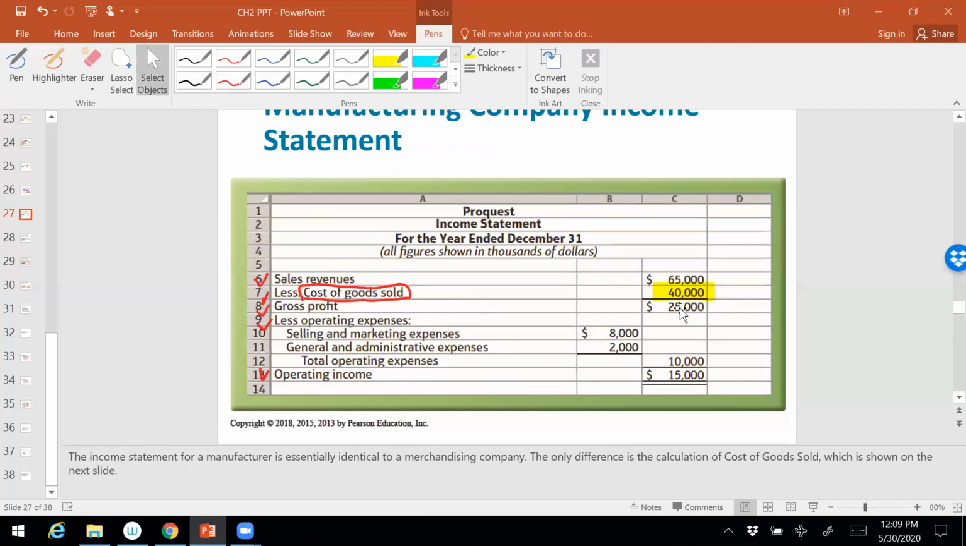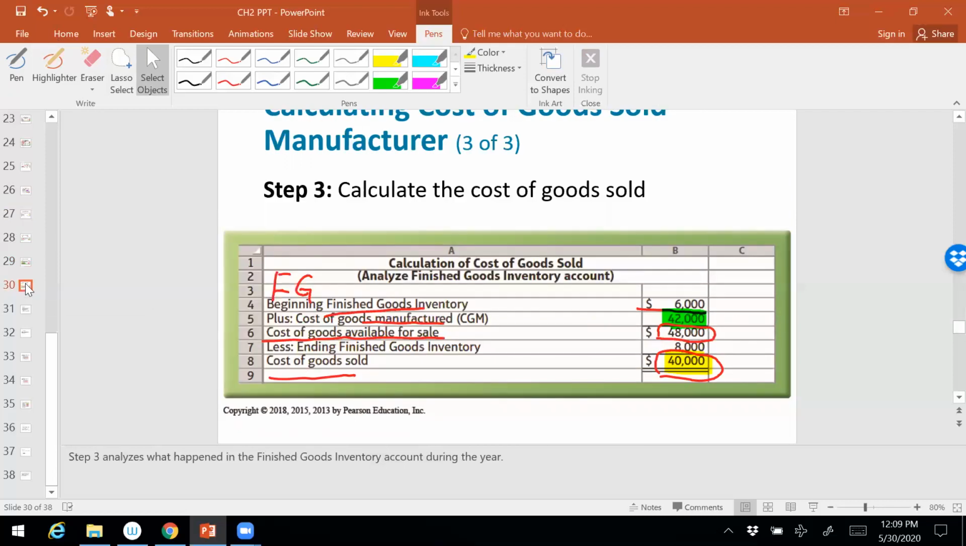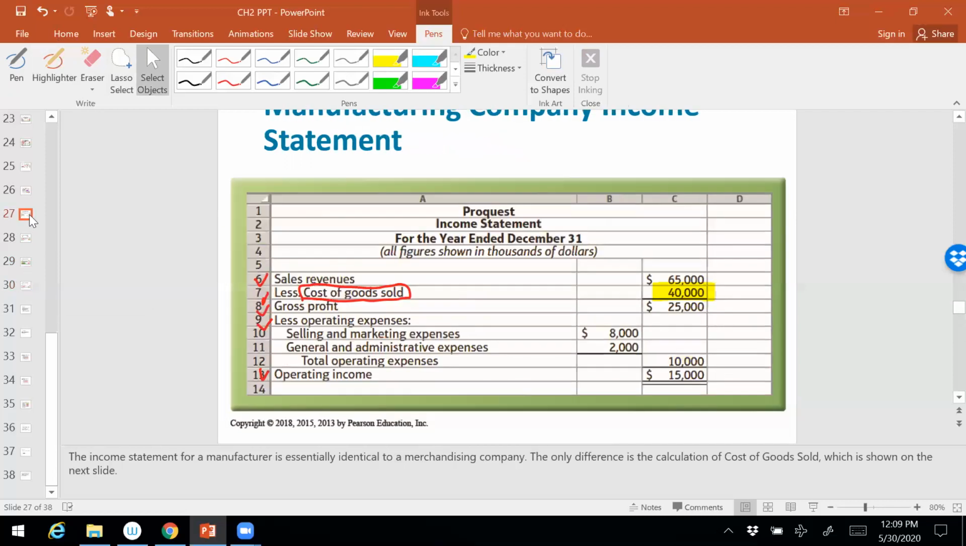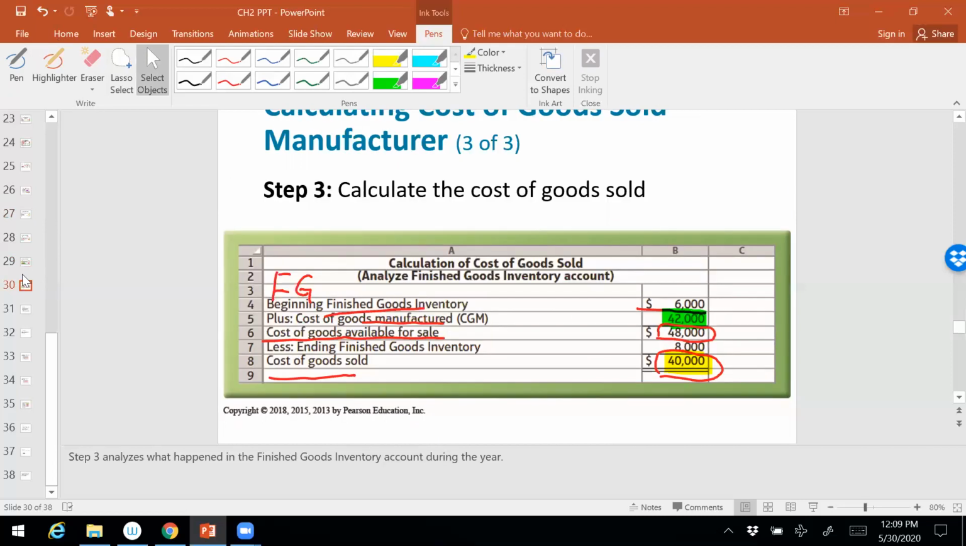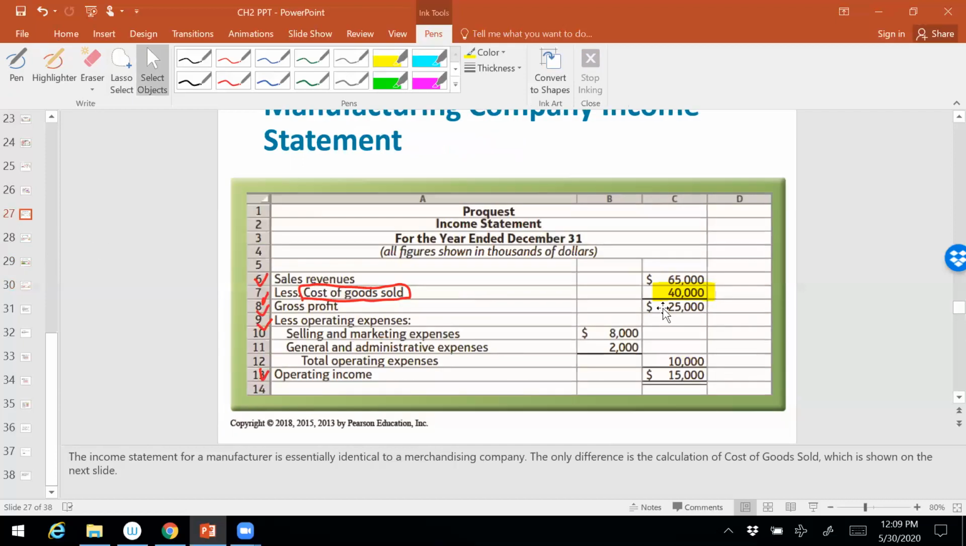Remember, cost of goods sold, $40,000. Oh, you look at this. I want to hear you. Yes or no? So you got cost of goods sold, and then you prepare your income statement.